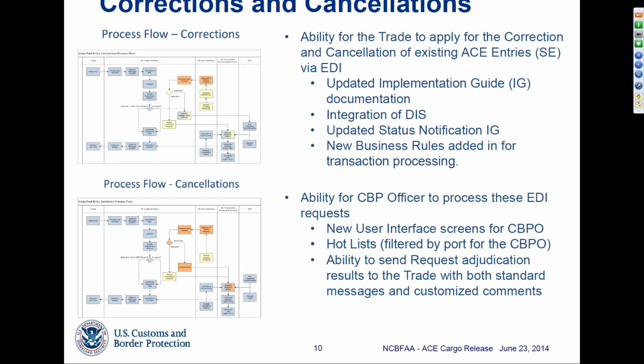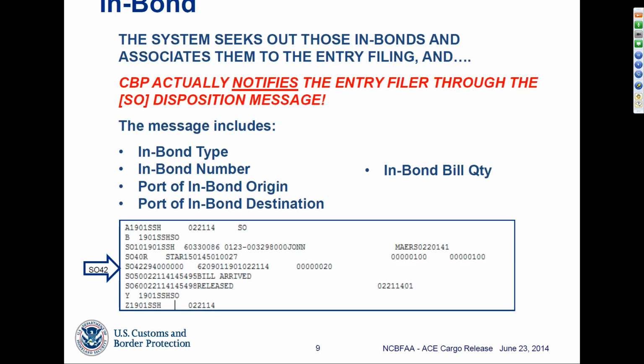Stephen, before you go to corrections and cancellations, can I just ask you one question? Of course. What happens if you set up the entry, let's say, to go to Chicago, and for some reason it ends up in Atlanta? Can a port code change be done under the ACE release process, or do we have to cancel the release information that we filed and do a new release? Is that something that you could explain to us a little bit?